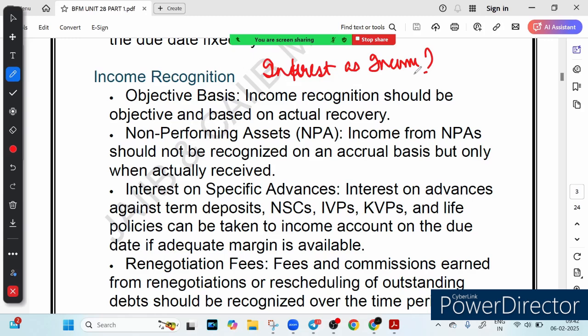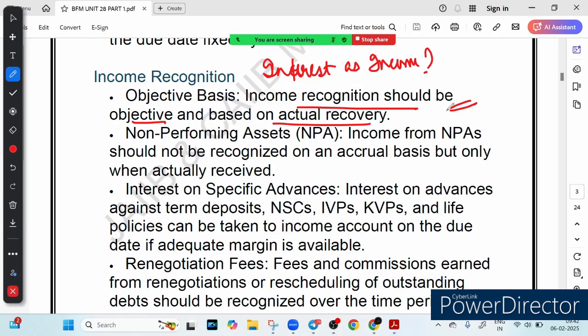But here is the golden rule: banks can recognize income only when they actually receive it. So income recognition should be objective and based on actual recovery. That is what I am telling. I am again repeating that the golden rule is that banks should recognize income only when they receive it, right? Once they receive the interest, only then should they count it as income. Is it clear? Right. Not just when it is due on paper.